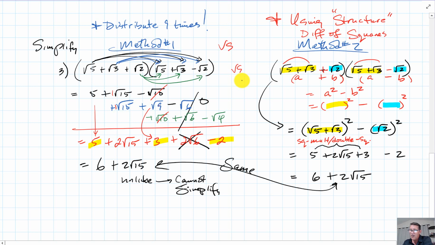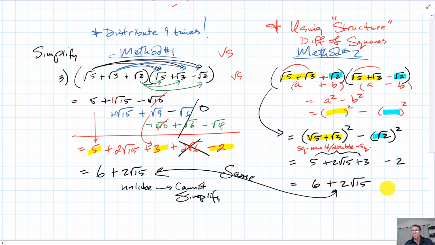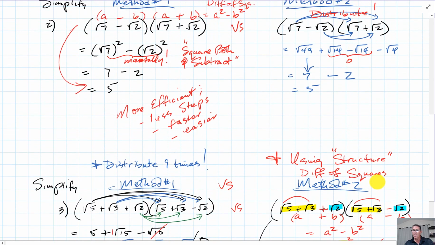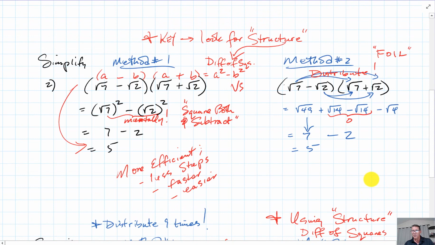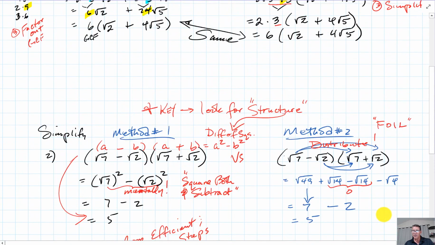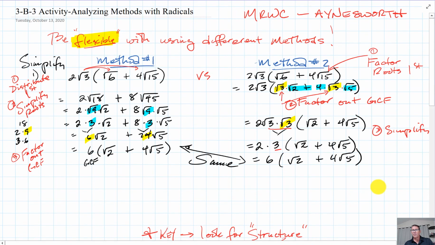All right, so if you see structure, hey, that could be quick and easy once you get the hang of it, once you see it. All right, and that takes experience, my friends. It takes experience. And not only that, doing things two different ways will back up your results. You'll check yourself.